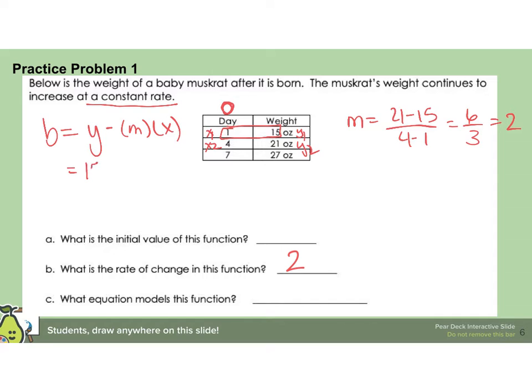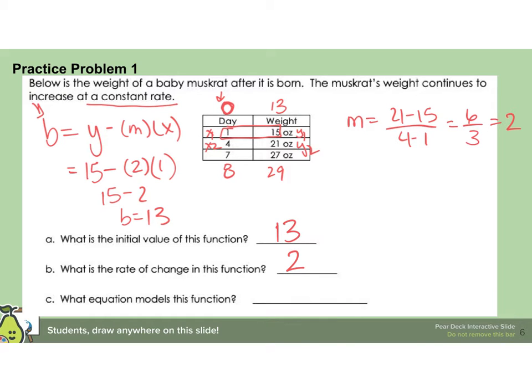So my y will be 15. The slope is 2, and the x here is 1. So that's 15 minus 2, b equals 13. Or, since I know the slope is 2, if I want to get to 0, I just subtract 2 from here, and I can get 13 that way, right? So if I wanted to know what it would be on day 8, I would add 2. So depending on which direction you're going, you either add the slope or subtract the slope. If that didn't make sense, then just use the formula. But either way, the initial value is 13.